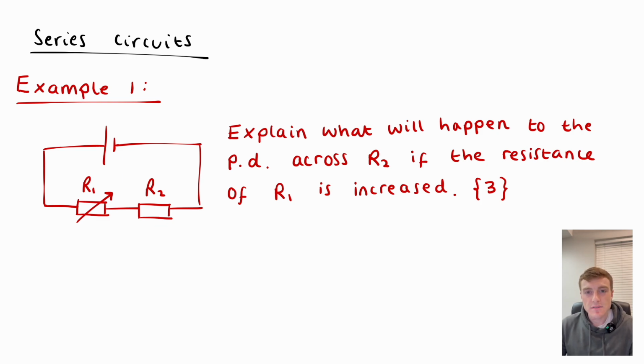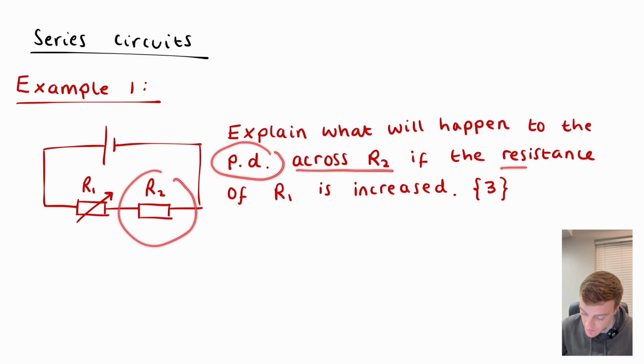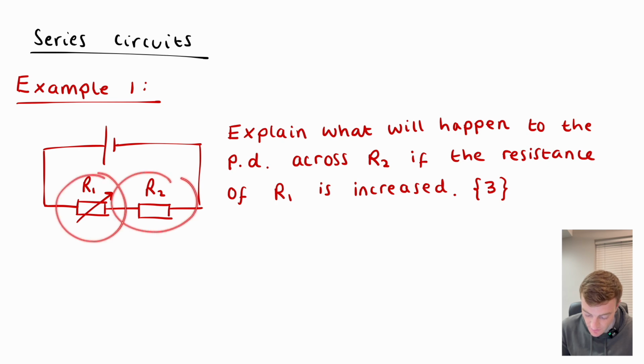Now let's look at a series circuit potential divider example question. Now I'm going to break this question down and do a really detailed step-by-step recipe. In the following example, I'll then go through exactly how I'd answer this in an exam. So let's read the question. It says, explain what will happen to the potential difference across R2 if the resistance of R1 is increased. So you can see we've got a variable resistor and a fixed resistor.